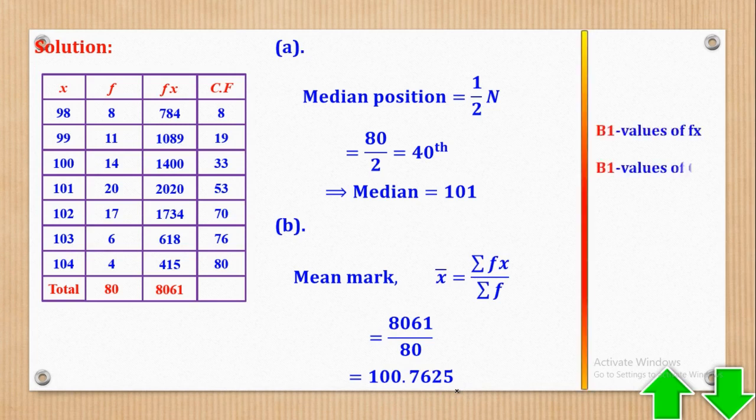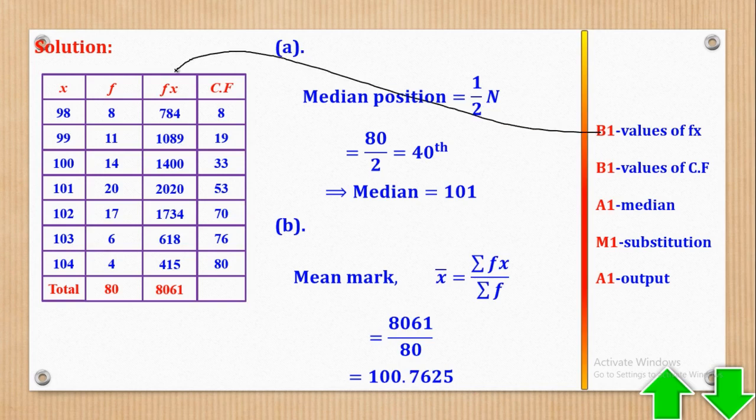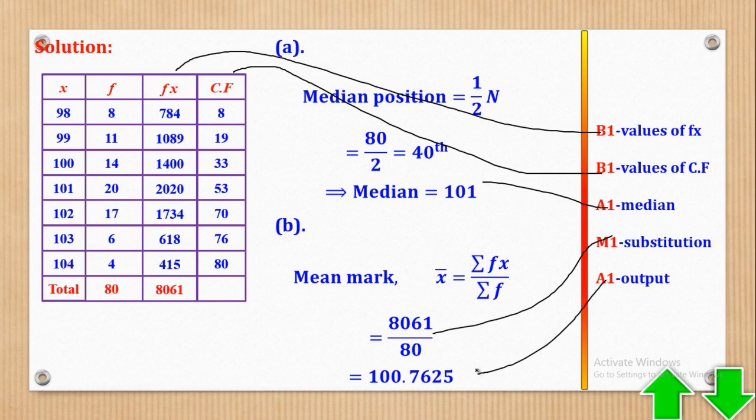Now let's see how much can be awarded. So B1 for the values of fx, then B1 for the values of CF, cumulative frequency, A1 for the median, M1 for substitution, A1 for output.